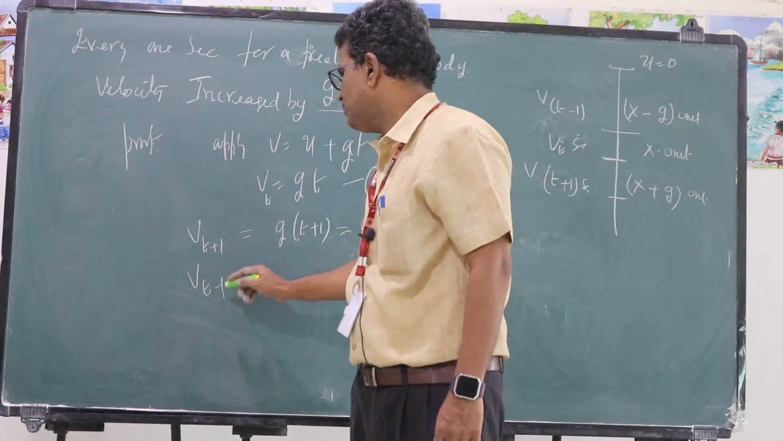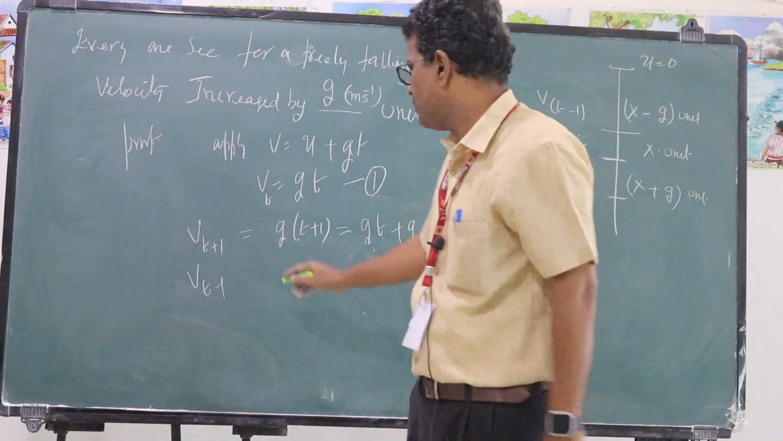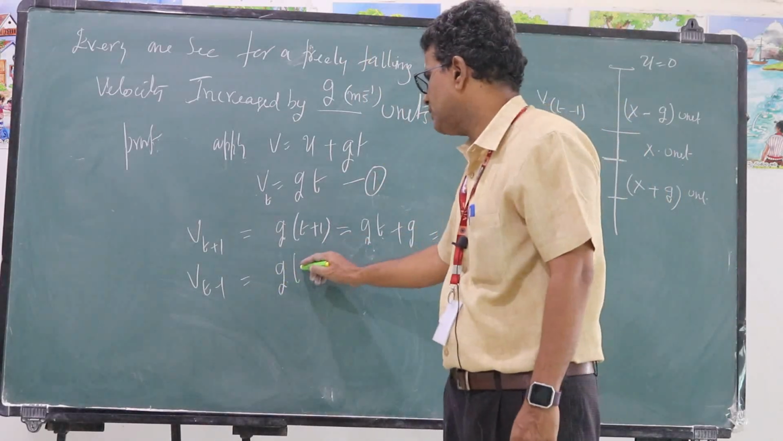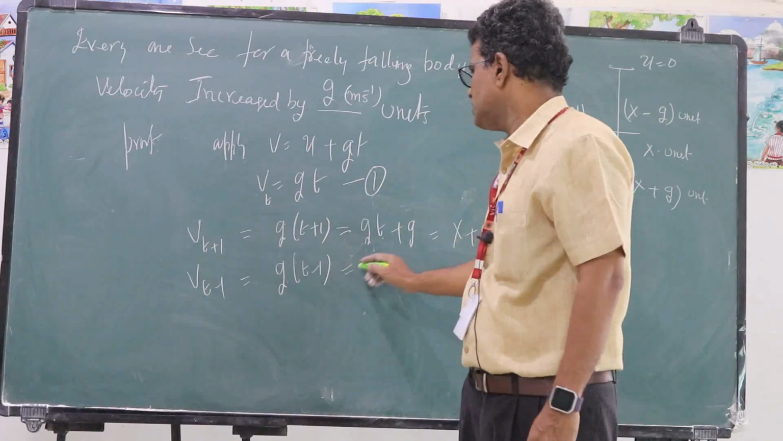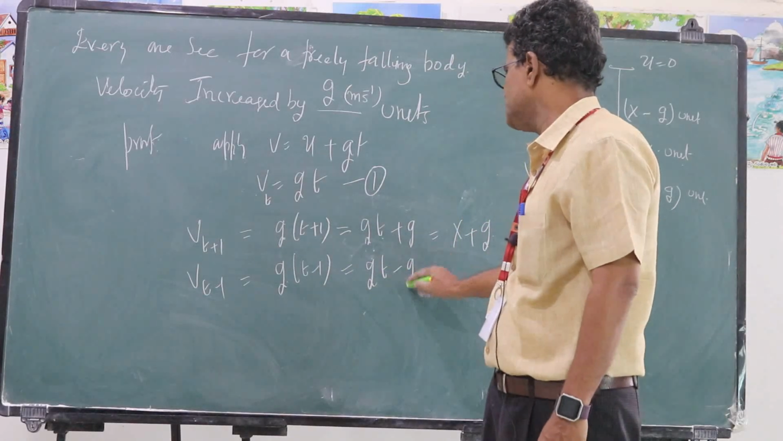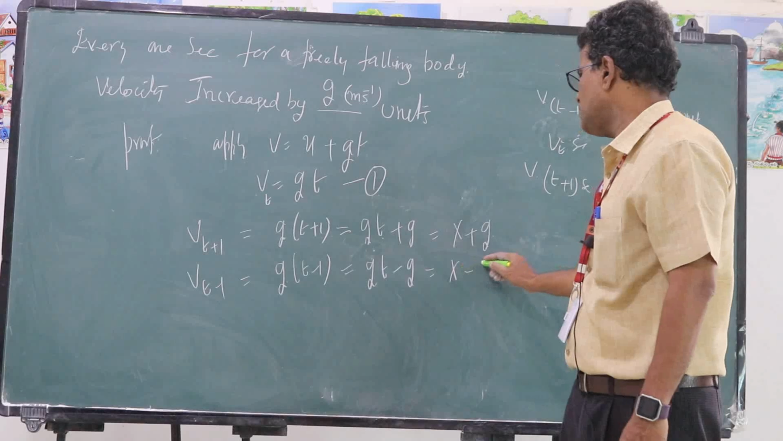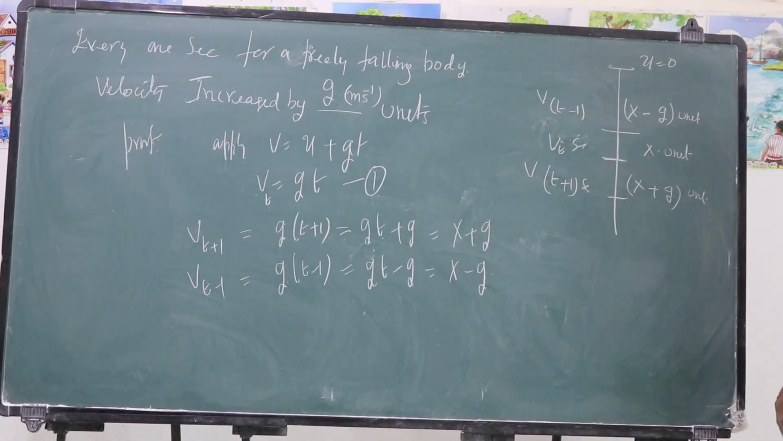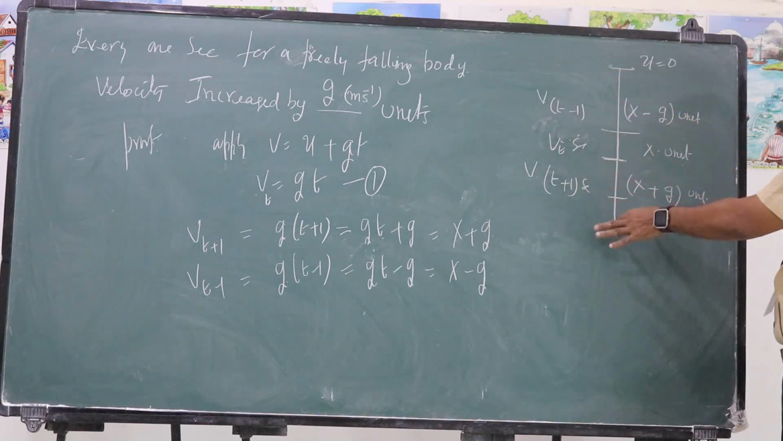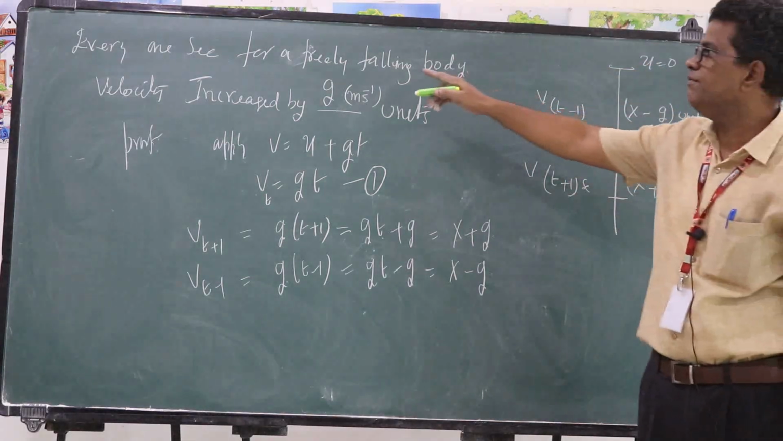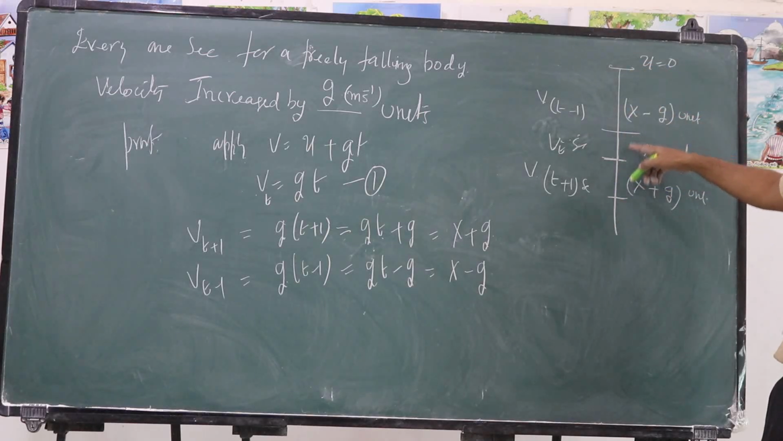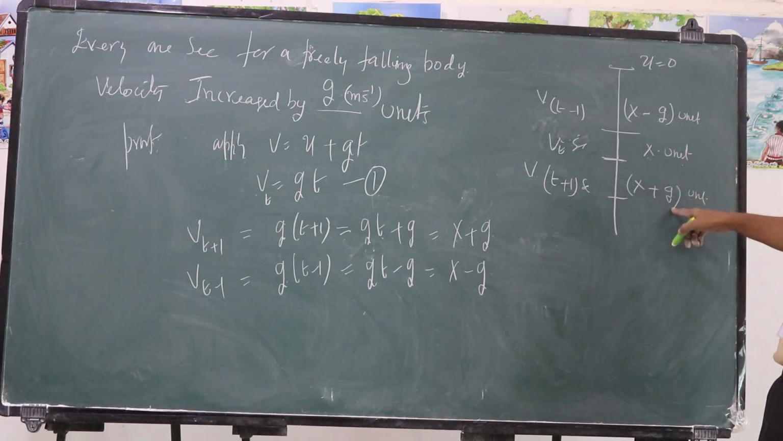Velocity I want just 1 second before. So instead of t you substitute t minus 1. So this can be written as gt minus g, that is x minus g. Okay, so what is the conclusion? For a freely falling body, every 1 second, velocity increases by dash units. How many units? g units.